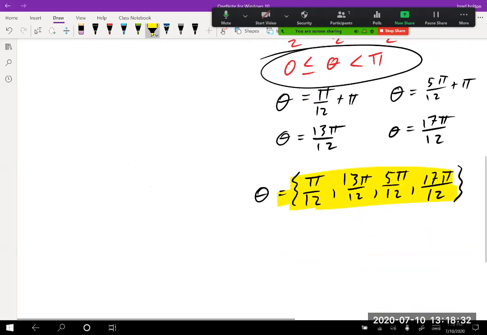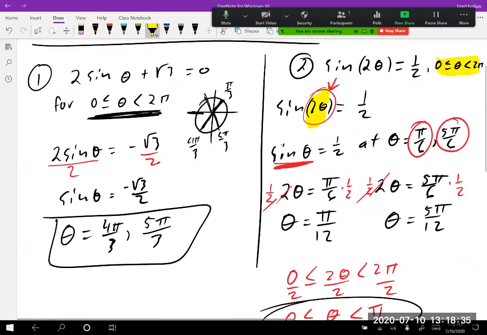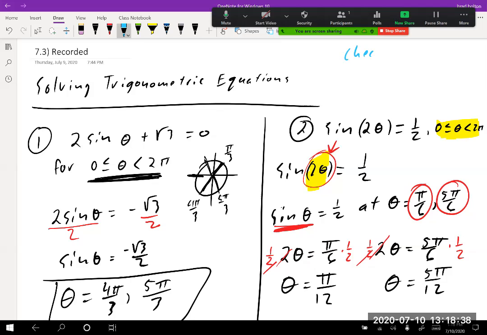So one of these new angles we got was 13 pi over 12. If you want to check it, I could just do a check right here, and I could say sine of 13 pi over 12 times 2 better equal 1/2. So this is going to be the sine of 13 pi over 6. If I look at my unit circle, here is 6 pi over 6, here is 12 pi over 6, and here is 13 pi over 6. Well, we're right back to pi over 6, right? And the sine of pi over 6 is 1/2, so this actually works.